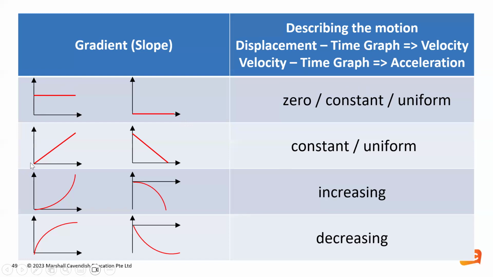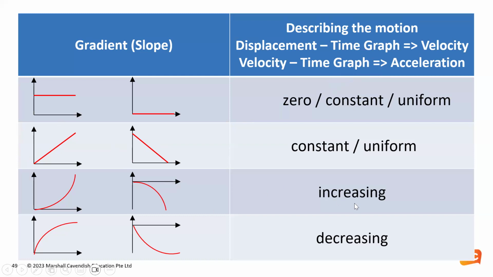Okay, so the next type of graph is sloping up or sloping down, but it's still a straight line. So once you see the straight line, you can use the word constant. If it's a displacement time graph, then it will be a constant velocity. If it's a velocity time graph, it will be a constant acceleration or constant deceleration, depending on whether the graph is sloping up or sloping down.